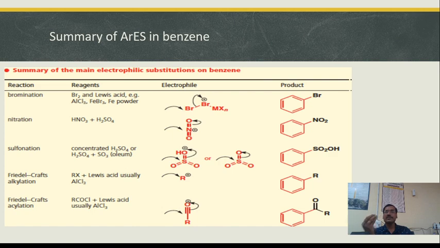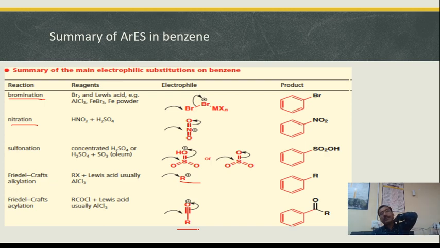So in a nutshell, you need to focus on a few important aspects. Number one, identify the attacking electrophile. If it is bromination, the attacking electrophile is Br positive. If it's chlorination, it is Cl positive. If it's nitration, it is NO2 positive. If it's sulfonation, the attacking electrophile is SO3H positive or SO3. If it's Friedel-Crafts alkylation, the attacking electrophile is R+. If it's acylation, the attacking electrophile is RCO positive.